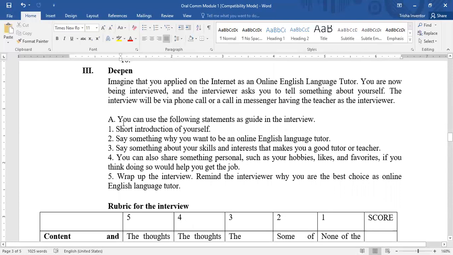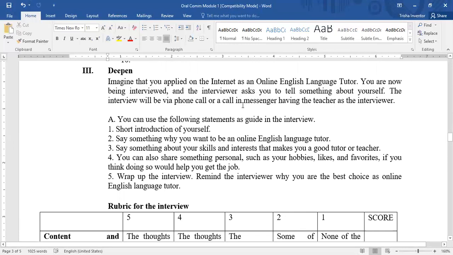Here, as you can see in the instruction, just imagine that you applied on the internet as an online English tutor. You are now being interviewed and the interviewer asks you to tell something about yourself. The interview will be via phone call or call in Messenger. Okay, let me clarify this activity.